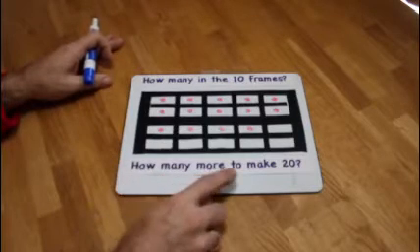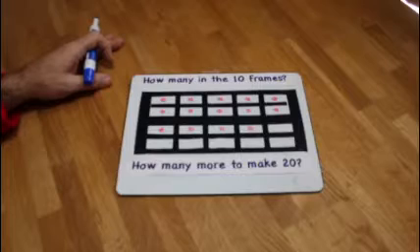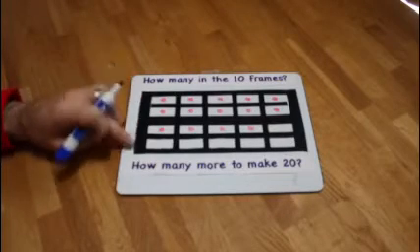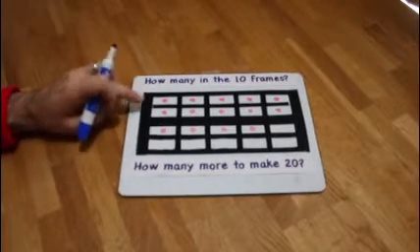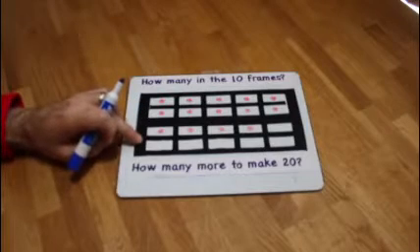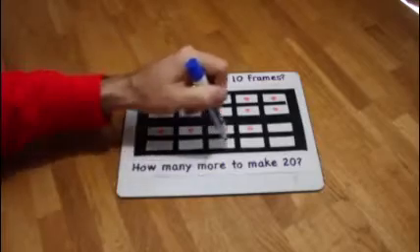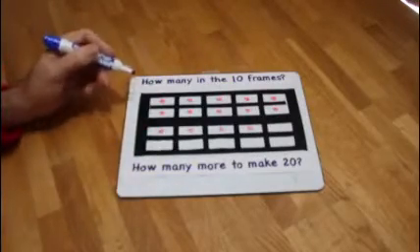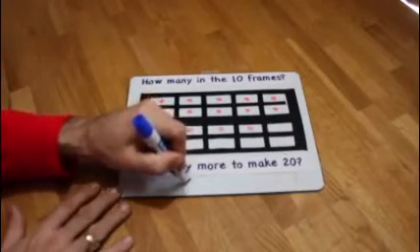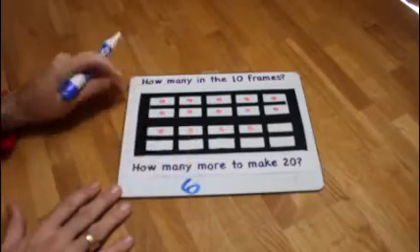How many more to make 20? Remember, 2 10s makes 20. We've got 1 10, but we don't have a second one. How many more do we need to make that second one? 1, 2, 3, 4, 5, 6 more to make 20. How do you make a 6? Down to a loop, 6 rolls a hoop. Good.